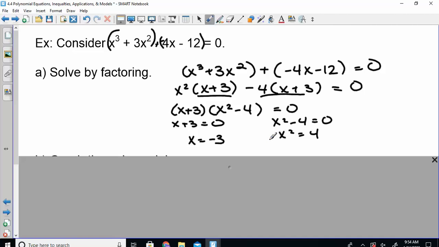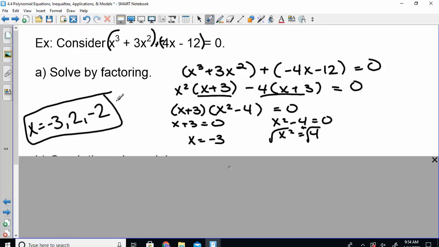How do you get rid of a square? Square root. And when you add a square root, you also need plus or minus. So we get x to be -3, +2, or -2. Was that faster than P's and Q's and synthetic division? Oh yeah, absolutely. Now, P's and Q's and synthetic division would have worked. We just recognized a faster method we can use.